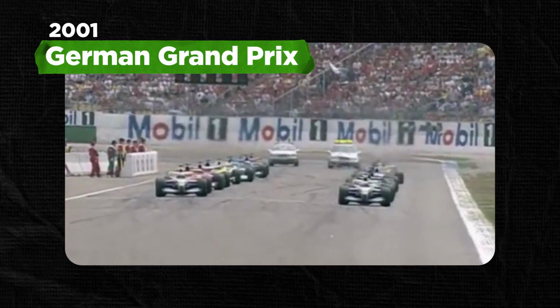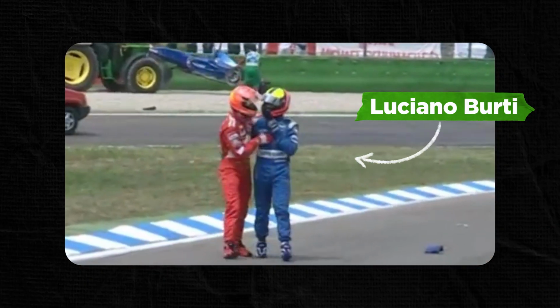This is the 2001 German Grand Prix. Just after the race began, Luciano Burti flipped upside down due to a collision with Michael Schumacher. Despite the huge crash, Burti walked away unharmed.